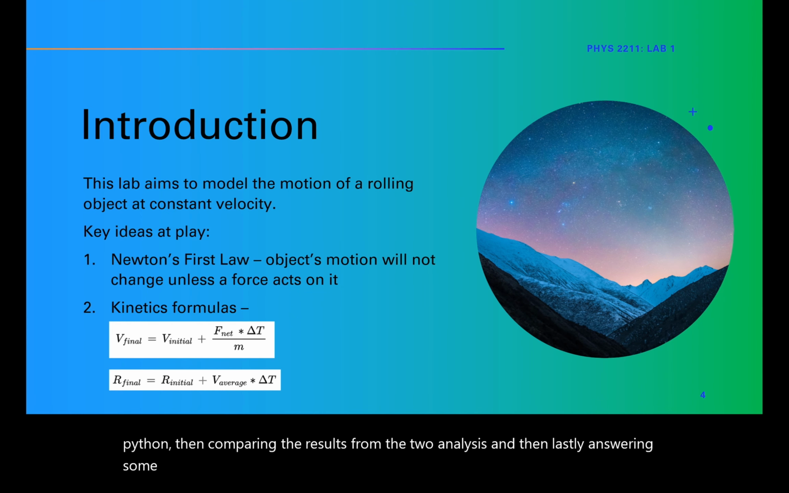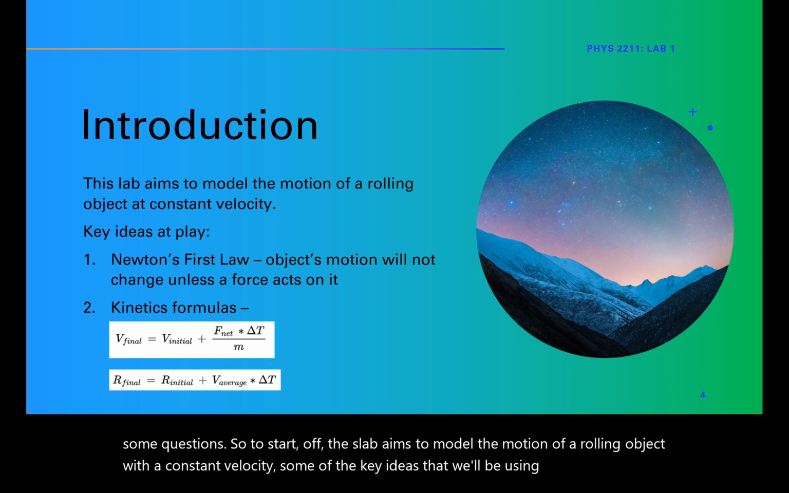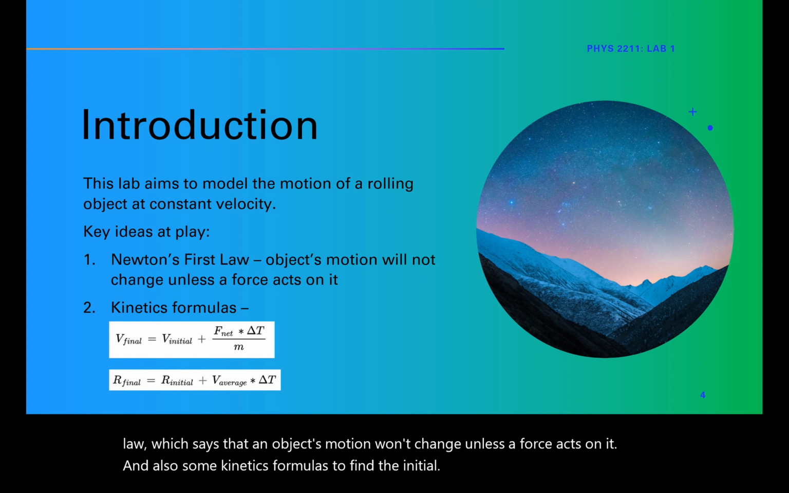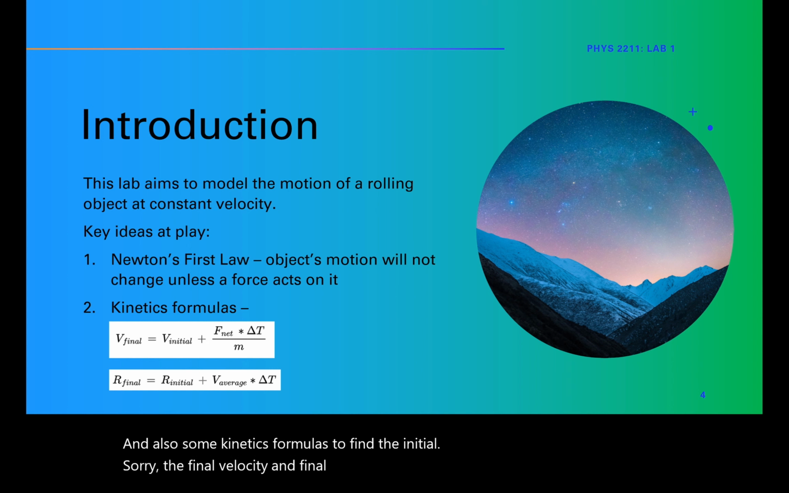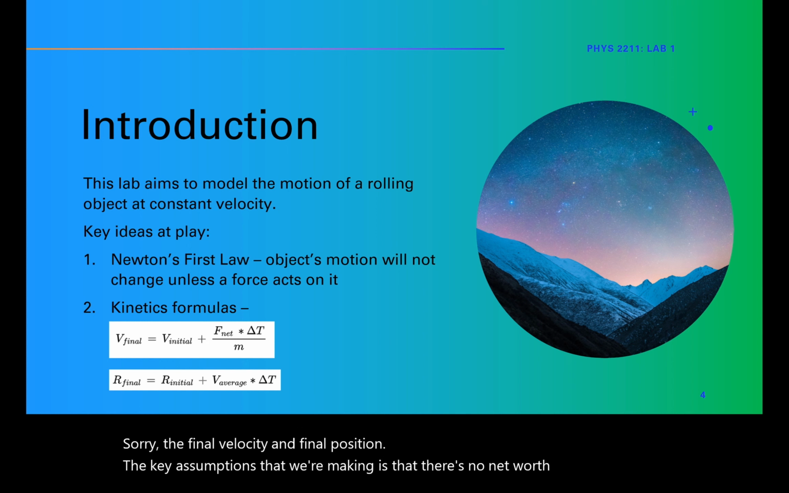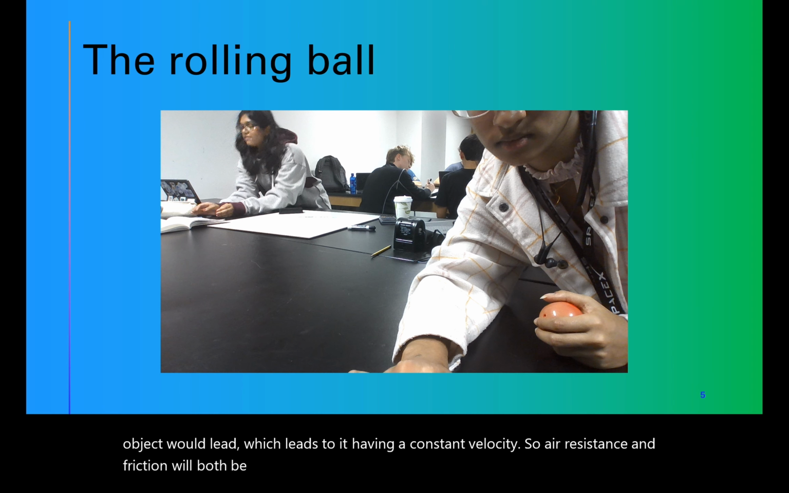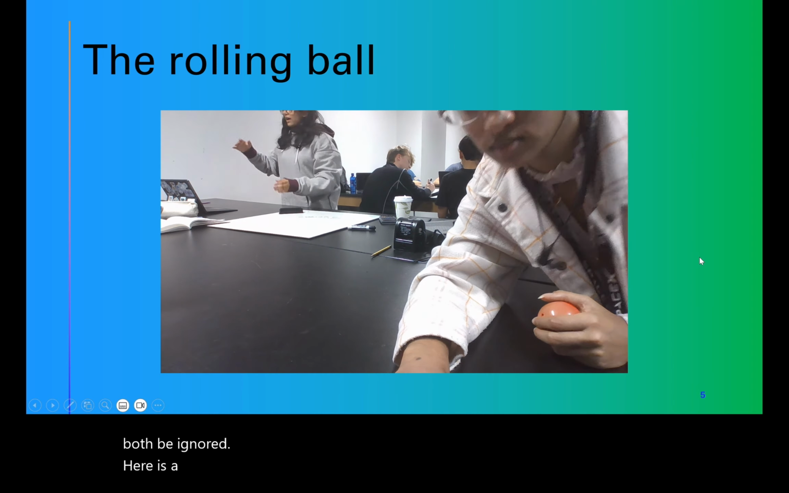So to start off, this lab aims to model the motion of a rolling object with a constant velocity. Some of the key ideas that we'll be using is Newton's first law, which says that an object's motion won't change unless a force acts on it, and also some kinetics formulas to find the final velocity and final position. The key assumptions that we're making is that there's no net force acting on the object, which leads to it having a constant velocity, so air resistance and friction will both be ignored. Here's the initial video of the rolling ball.